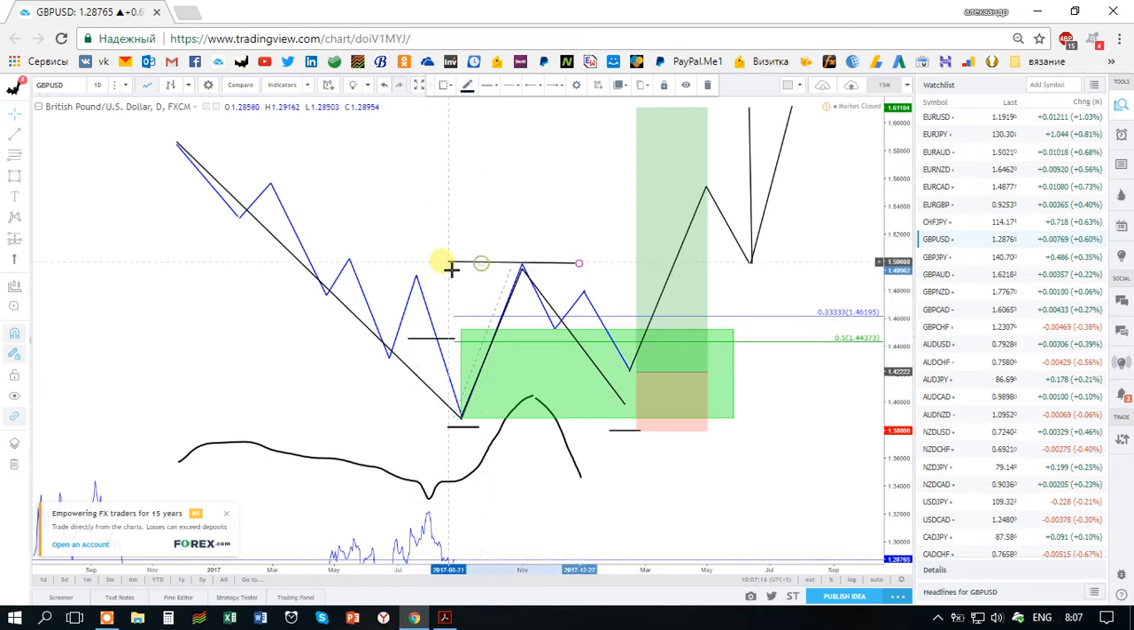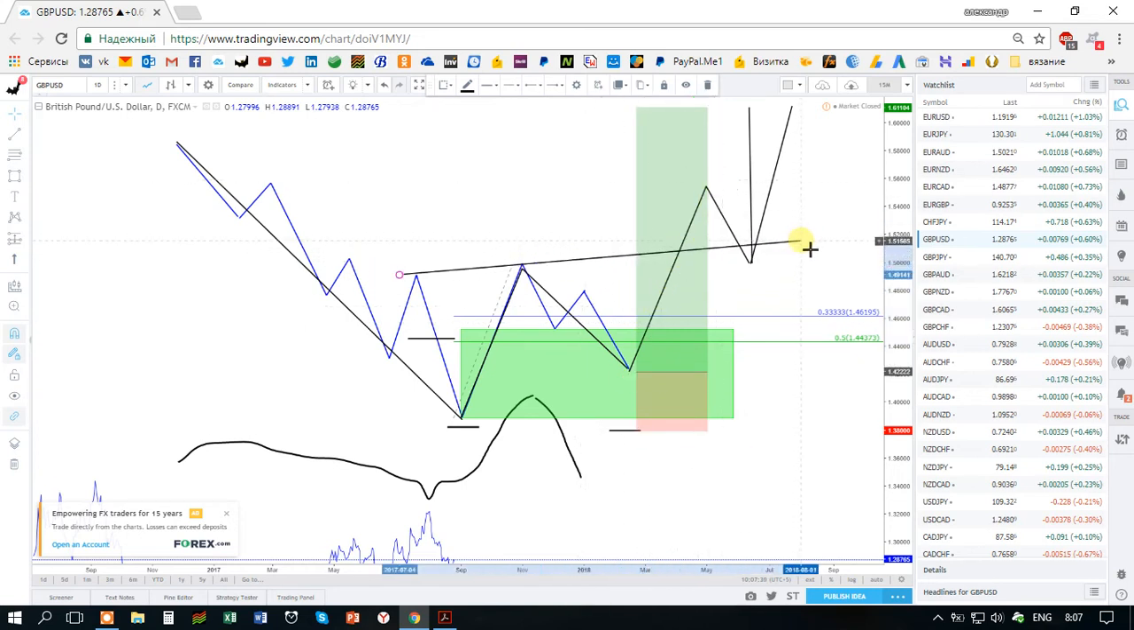So it looks this way. This is the neckline of the head and shoulders, like this. This is the left shoulder. This is the head. This is the right shoulder. This is the break of the neckline, the retracement, and so on and so forth. So once again: left shoulder, head, right shoulder, and break, and so on.